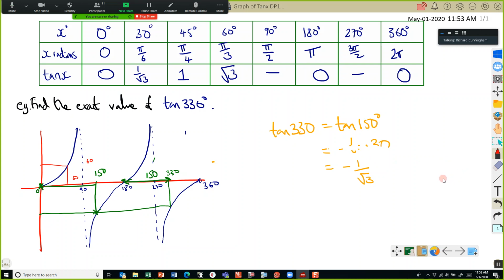Yep. Okay. And it's exactly the same process for the other ones, just like what we did for sine and cos. You're just looking at these landmarks. I like that a lot. I'm going to pass that off as my own.